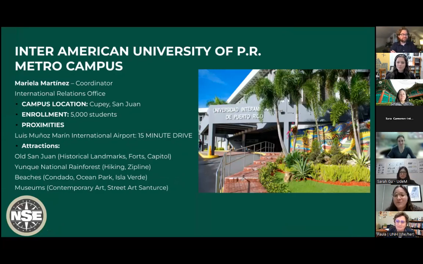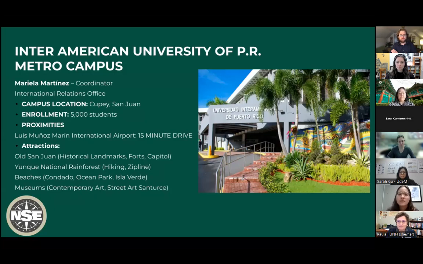Buenas tardes, good afternoon. My name is Mariela Martinez. As David said, I represent the Inter-American University of Puerto Rico Metro campus. The Inter-American University is a private institution with Christian traditions. The Metro campus is located in a very centric spot. It's right at the capital of Puerto Rico in San Juan.